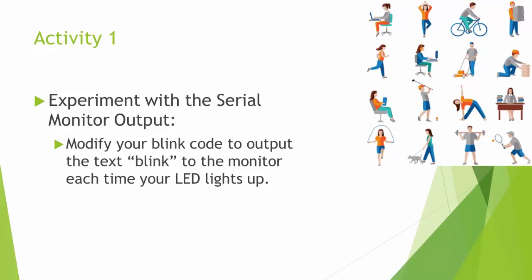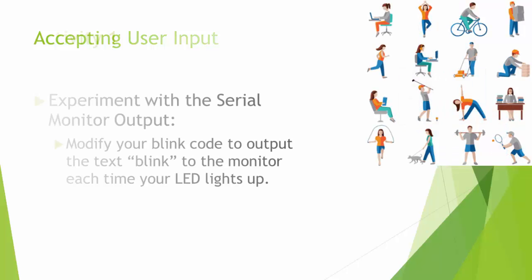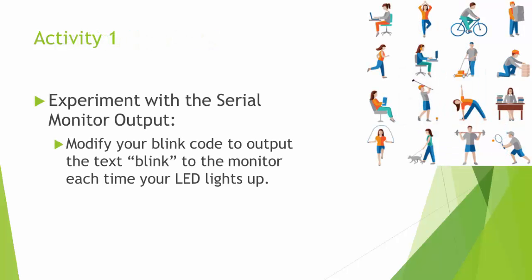So, for a little bit of practice, try experimenting with the serial monitor output and modify your blink code. Along with each execution of the loop, you want to use a Serial.println to output "blink" to the monitor. And don't forget that you need to include that Serial.begin command up in the setup.